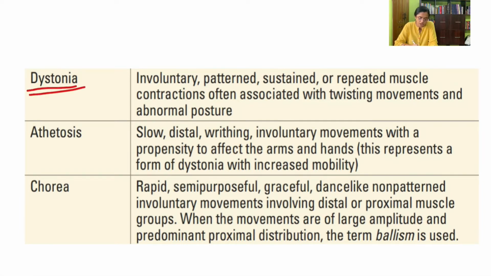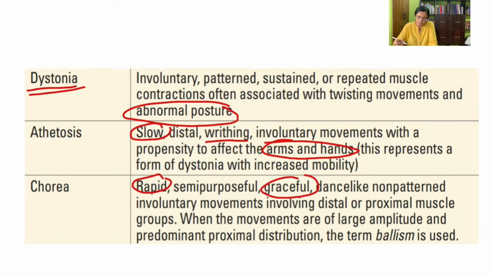Now dystonia, how will you identify dystonia? In dystonia, the agonist and antagonist muscles both contract at the same time, leading to abnormal posture. So abnormal posture is very important over here. In athetosis, the movements are slow and rhythmic, and it tends to involve the distal muscles of arms and hands especially. In chorea, you should remember the movements are more rapid and they are dance-like and graceful movements.